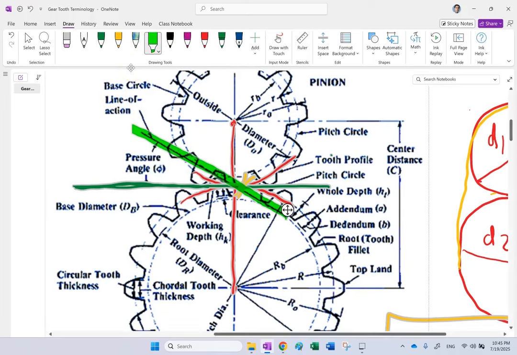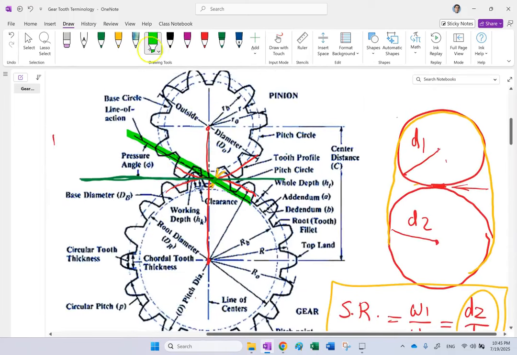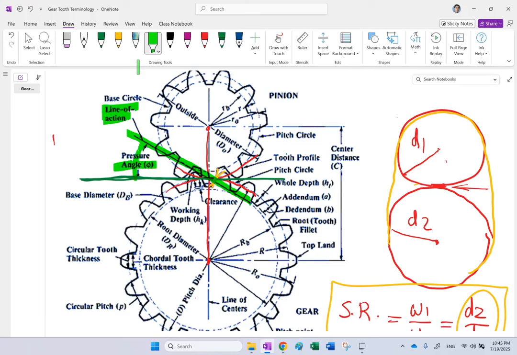Okay, so this line here is called the line of action, the common normal, the line of exchange of force between the teeth. The angle between this line of action and this common tangent, this angle here, is what we call the pressure angle. And this angle plays a very important role in the gear, as I'm going to explain to you.